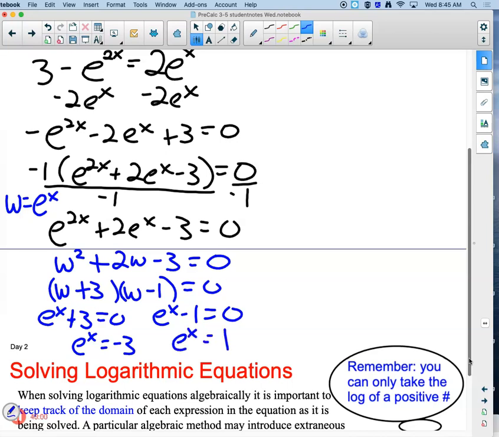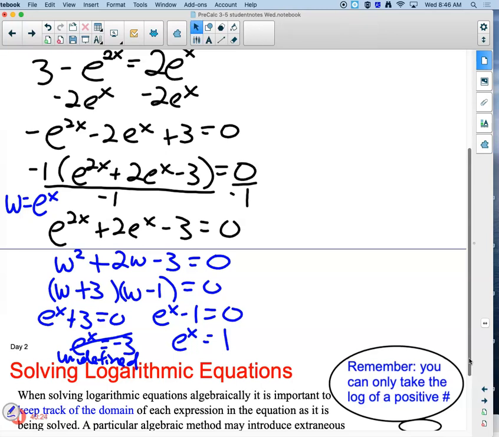Now, we can already see that one of these is going to give us issues. And that's because raising e to some power and getting a negative, we can't raise 2.714 to some power and get a negative. So this one is undefined. Our answer is really going to come from e to the x equals 1.